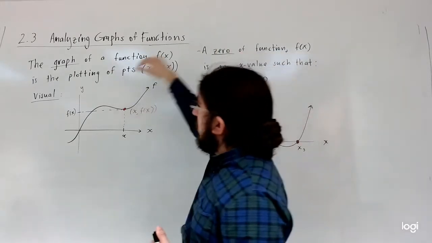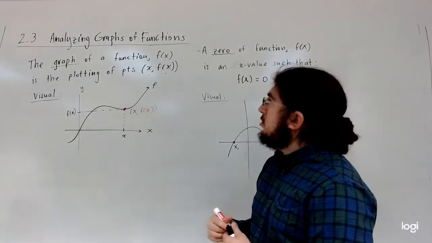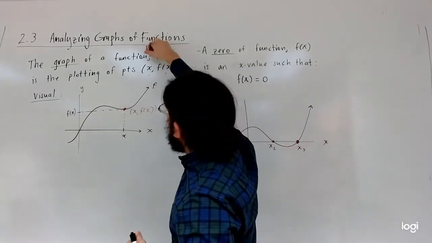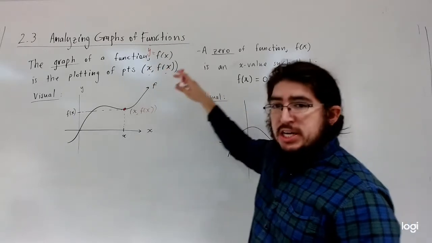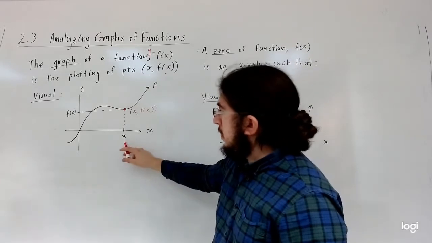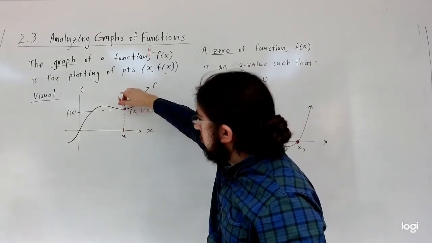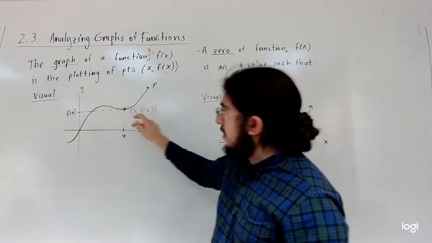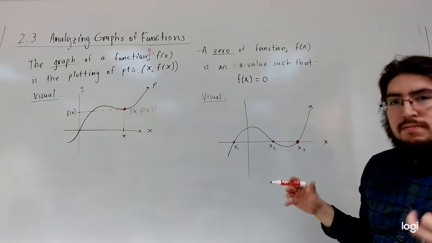The graph of a function f of x is a plotting of the points x comma f of x, and the biggest thing to remember is that we always let y equals f of x. It's the y value of a point. So the visualization here is that if we have this curve that represents the graph of f, and we pick a particular x value, plot its point that corresponds to that x value, its y value will be f of x.